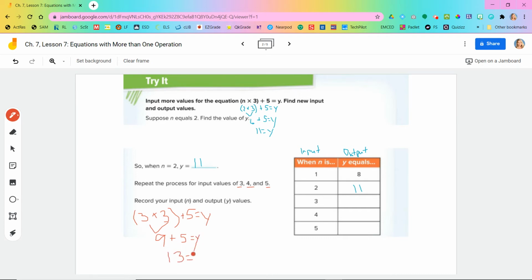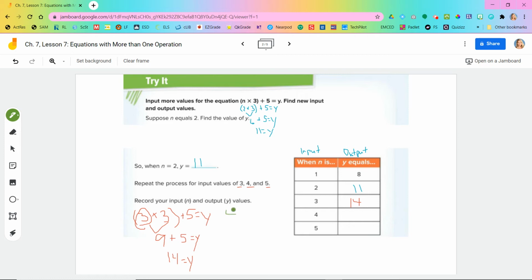And I get, oops, go back. 9 plus 5 is 14. Sorry, it's been a long day. So when this n is equal to 3, when my input is equal to 3, my output will be 14. And as you can see, there is a plus 3 pattern building. So you can think, okay, this might be 17, but you need to test it out. Don't rely on that because they're going to trick you.